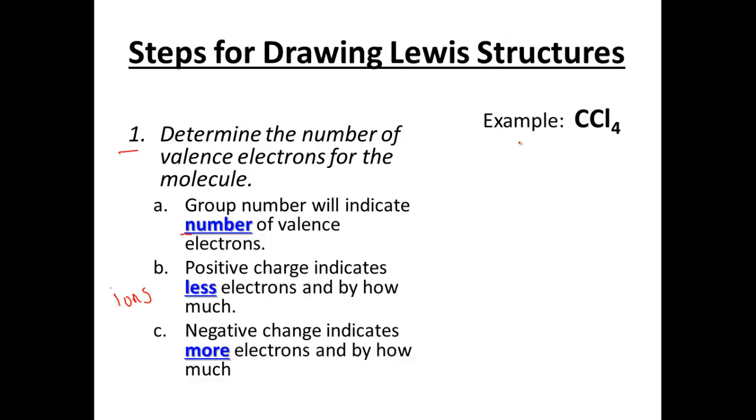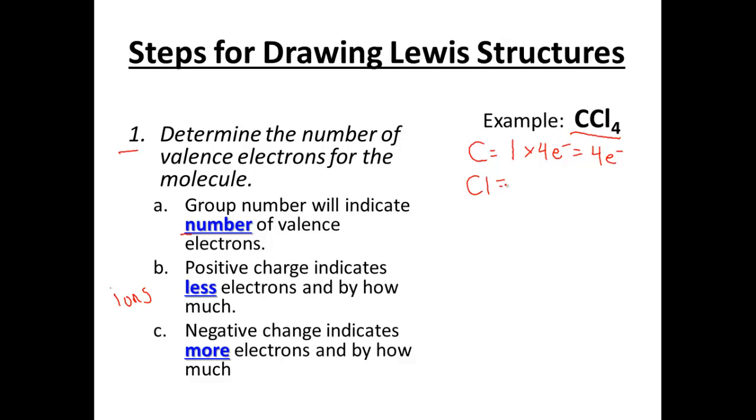So our first step is we're going to find out how many valence electrons we have in carbon tetrachloride. We have 1 carbon from our formula, and carbon has 4 valence electrons. So 1 times 4, 4 valence electrons from carbon.